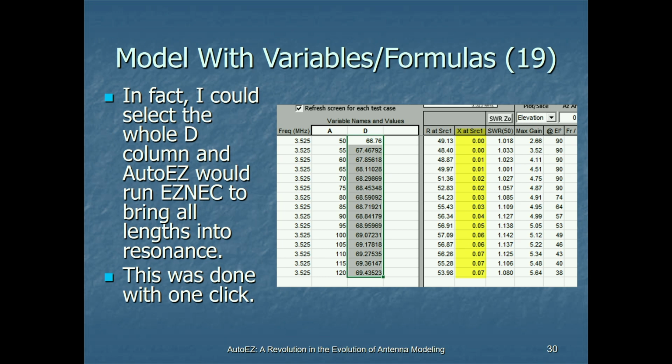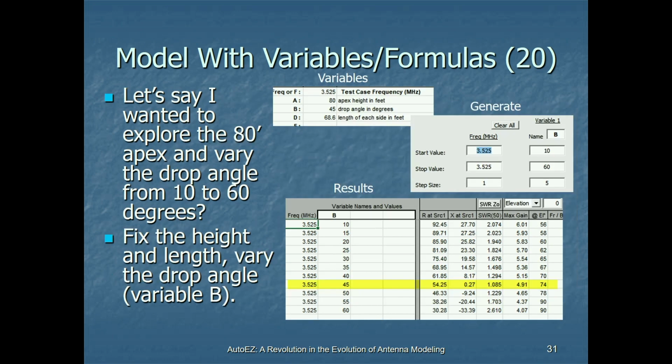Now, instead of just selecting the one cell, I could select all of the cells in the whole D column and click on that Resonate on Selected Cell button, and now it ran EasyNet as many times as it needed to and fiddled with the length to bring all of the reactances down to 0. So here's a table of an 80-meter inverted V resonant at 3.525 megahertz with an apex height from 50 to 120 feet, with all the lengths calculated to be resonant. So they go from 66.76 feet at 50 feet to 69.43 feet at 120 feet off the ground.